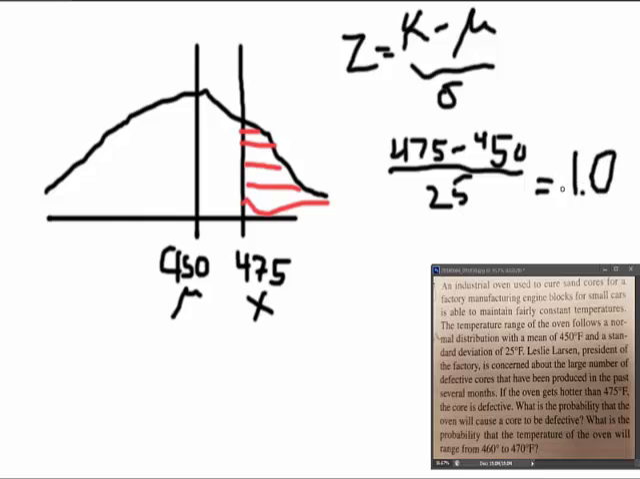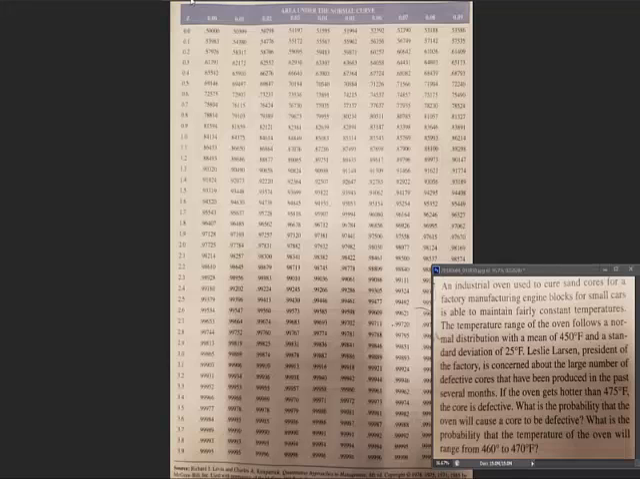Now we have our z-score. We need to figure out the probability associated with a z-score of 1.0. We're going to go to our table, which I've already pulled up here, and look for the probability associated with a z-score of 1.0. So I come down here to 1.0, come across, and our probability is 0.84134.